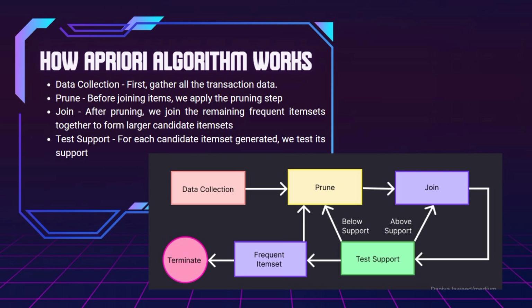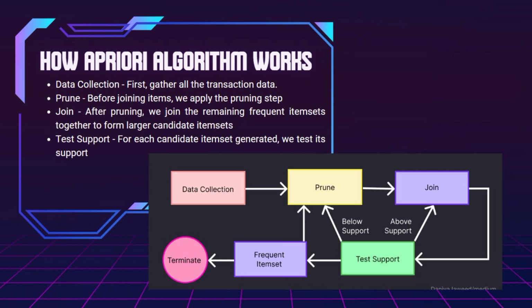How the algorithm works. First is data collection. We gather all the transaction data, and each transaction lists the items bought together. This forms the database we will analyze. Next is prune. Before joining items, we apply the pruning step. Remove any items or item sets that clearly cannot meet the minimum support threshold based on previous results. This step reduces unnecessary combinations early.